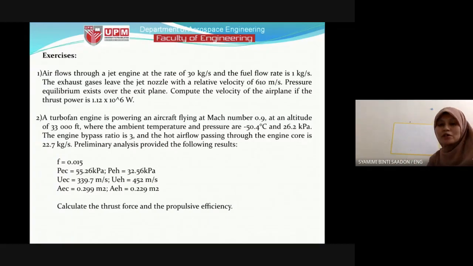For a turbofan, since we have a bypass duct, we have two exit flows, what we call cold and hot airflow. Because there is the bypass duct, the cold airflow will exit through the bypass duct, and the hot airflow will exit through the core engine. The core engine is called the hot zone. The cold zone is the bypass.